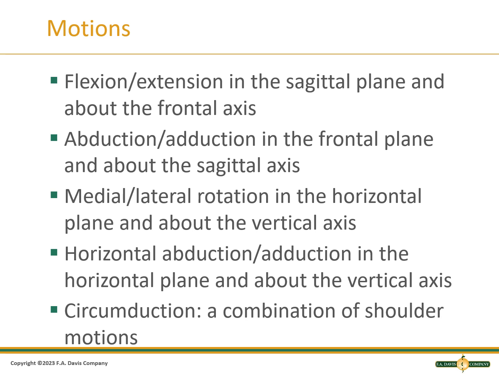Medial and lateral rotation in the horizontal plane about the vertical axis, so moving the forearm in or out from the body when the elbow is flexed, and horizontal abduction and adduction in the horizontal plane about the vertical axis because the shoulder has to be positioned in 90 degrees of abduction to start this motion. We also have circumduction, which is a combination of shoulder motions where the arm moves in an arc of motion.